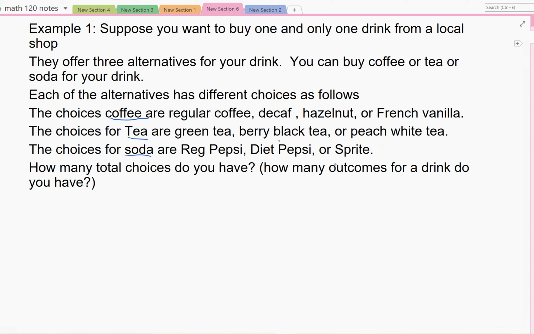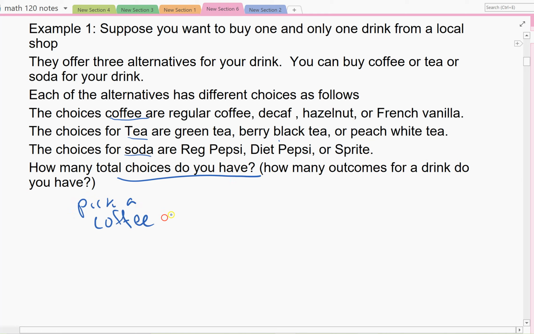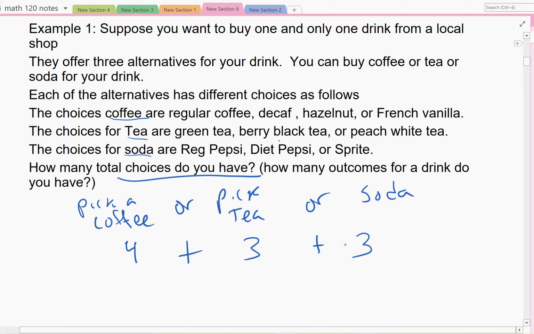This is a very, very simple case, but it gives you a good idea of what this addition principle is. I have to pick a drink. How many choices do I have? Well, I can pick a coffee, or I can pick a tea, or I can pick a soda. And the word or is separated by addition. There were 4 choices for coffee, 3 choices for tea, and 3 choices for the soda. And so that means there's a grand total of 10 choices, 10 outcomes.